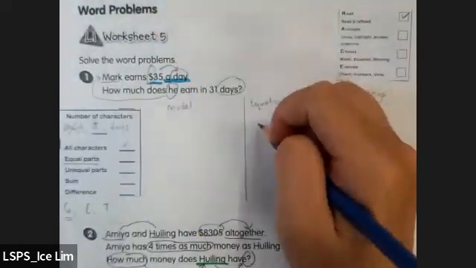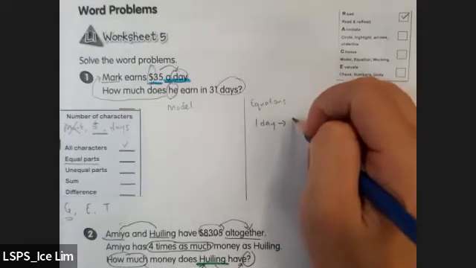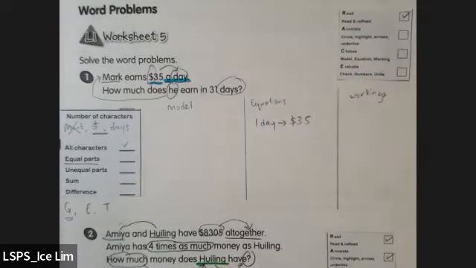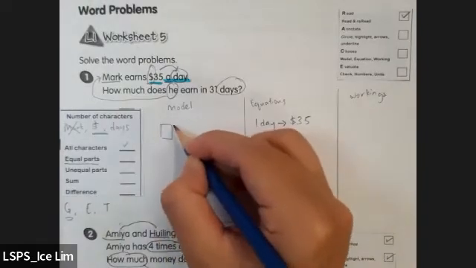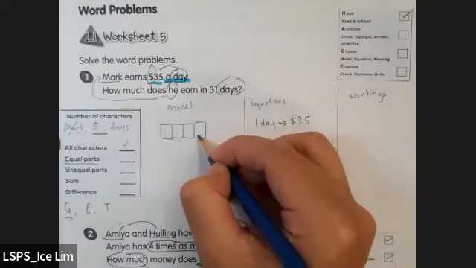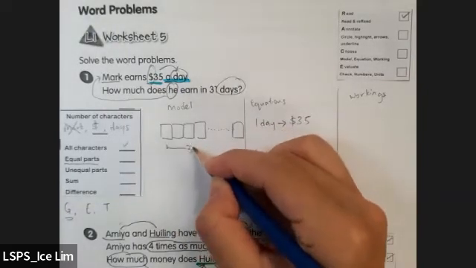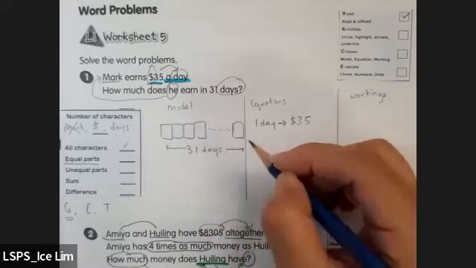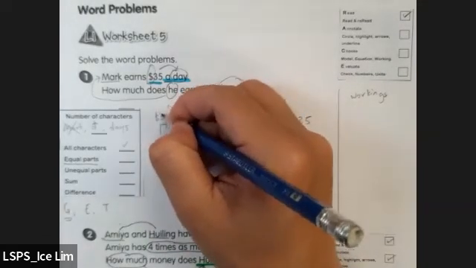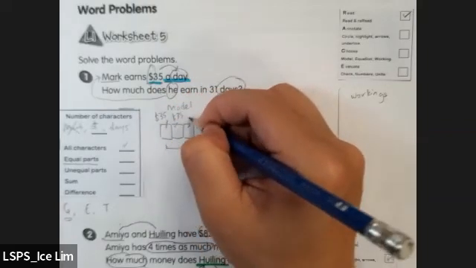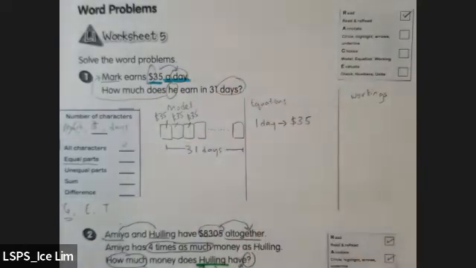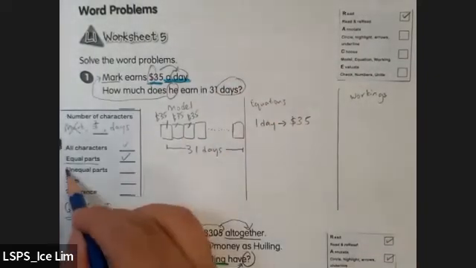That means you've got 1 day, and for 1 day he gets $35. So you have to find out that relationship. Such that you have a day, and a day, the next day, the next day, until they're all 31 days. And every day is the same. It's 35, it's 35, it's 35. So you see 35 repeating because every day is the same, they're equal parts. There are no unequal parts.